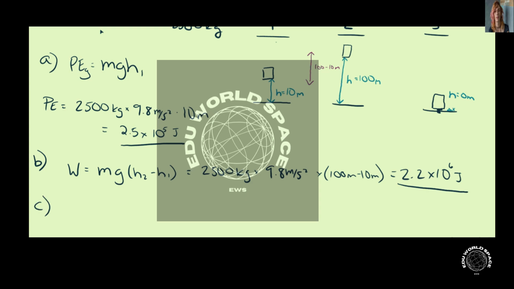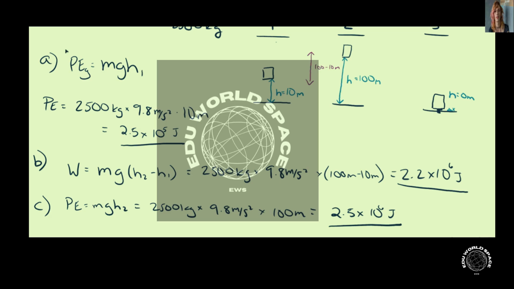And then in part C, it asks about the potential energy in part 2 here. So when it's 100 meters up, that's just going to be mgh2. So that's 2,500 kilograms times 9.8 meters per second squared times 100 meters. And that is going to be 2.5 times 10 to the 6 joules. So that's the potential energy at that point.